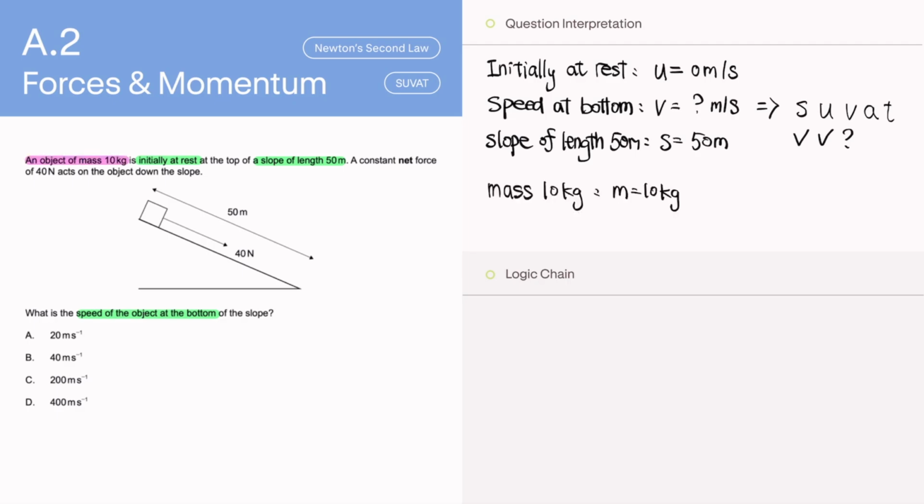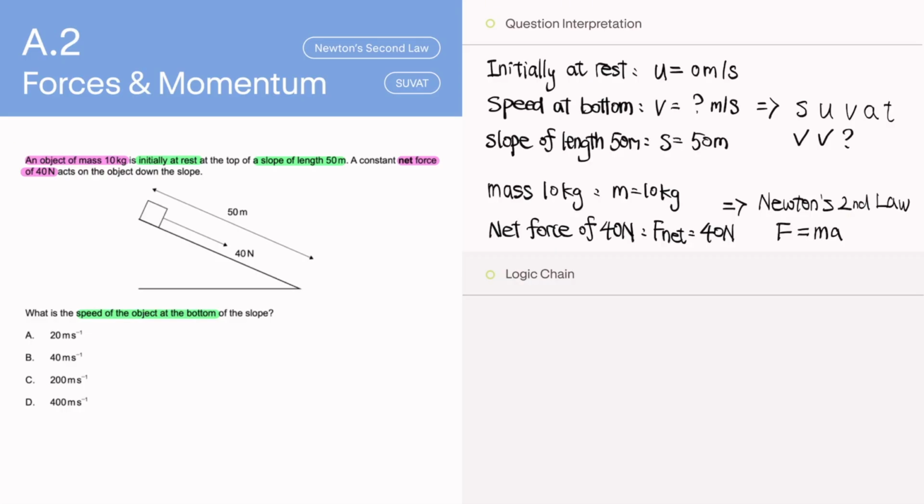Look at this. The mass of the object is 10 kg, and the net force is 40 newtons. The phrase "net force" should ring a bell: Newton's second law. And here is something important that I'll say again and again: you can only plug the net force, or resultant force, into F equals ma.